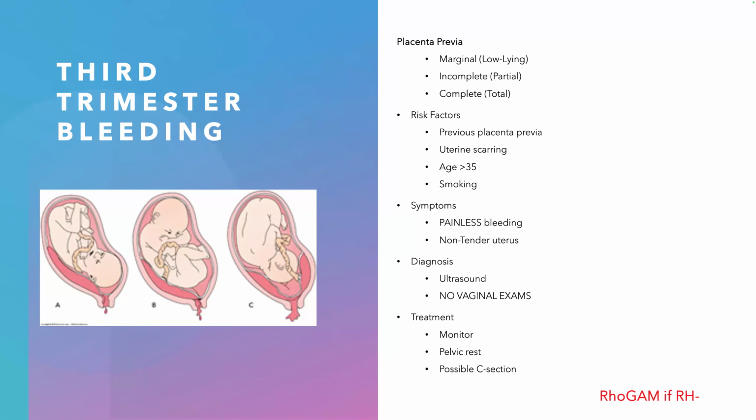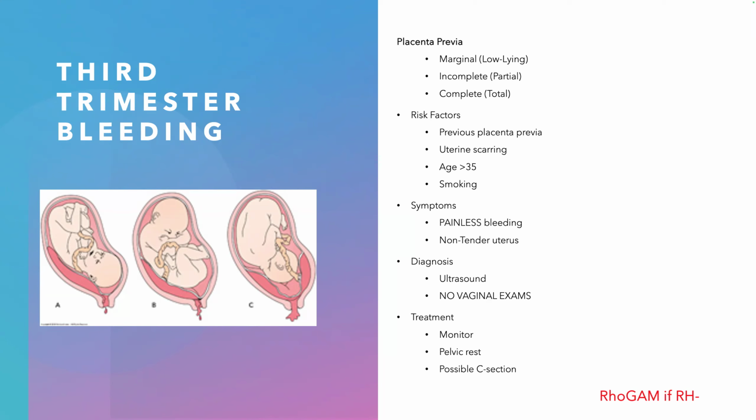Risk factors for placenta previa are a prior placenta previa, uterine scarring, so a scar in their uterus. Our most common scar in our uterus is a C-section. So somebody who had a C-section is at higher risk for a placenta previa. We talked about before that the placenta likes to implant in the area where the scar is. With placenta previa, it's not growing through the scar like we talked about, but it's near the scar, and those scars tend to be low in the uterus near the cervix. Also someone over 35 and a smoker.